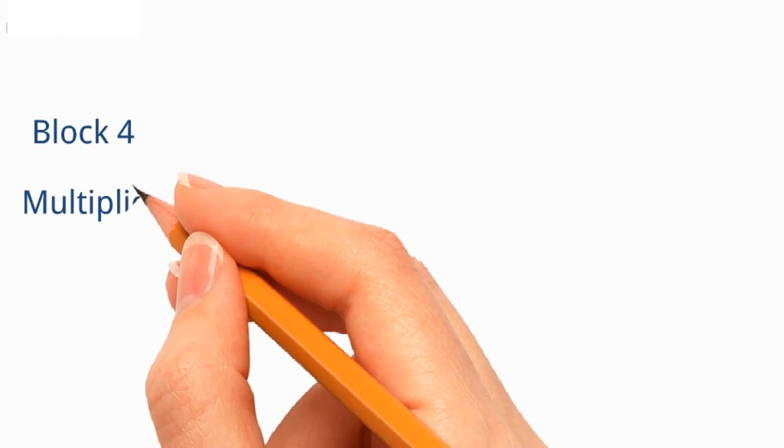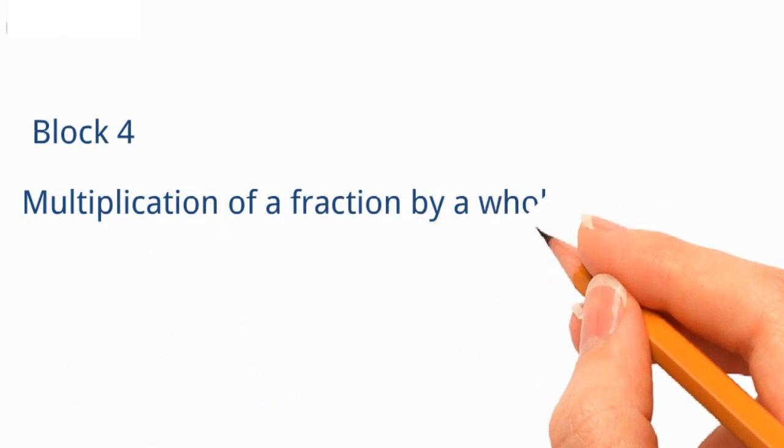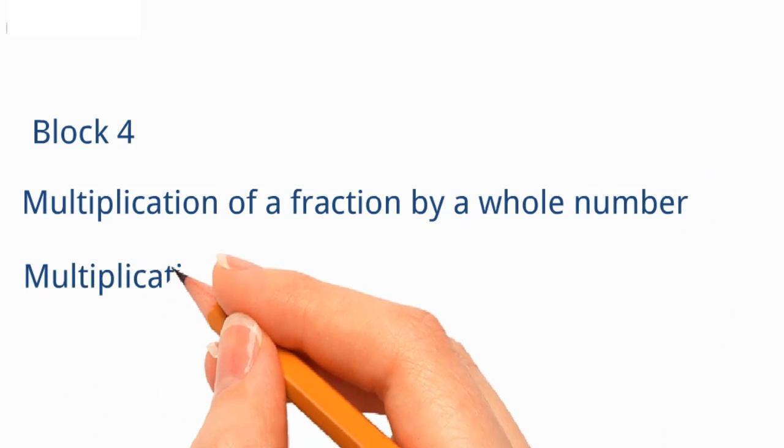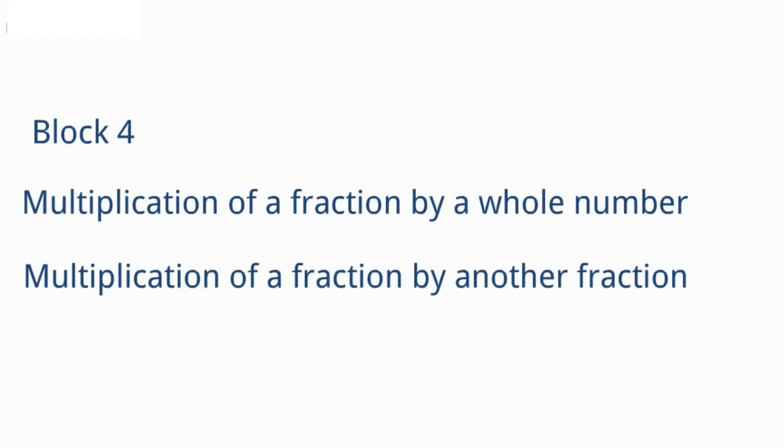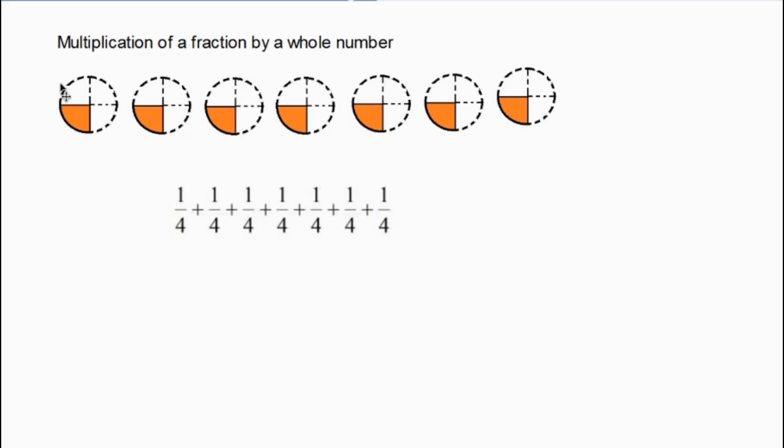Hello students, this is block 4, multiplication of a fraction by a whole number and multiplication of a fraction by another fraction. So to understand the multiplication of a fraction by a whole number, let's take this example. Here I have a fraction adding for 7 times. So you see this fraction 1 by 4 is been added for 7 times.